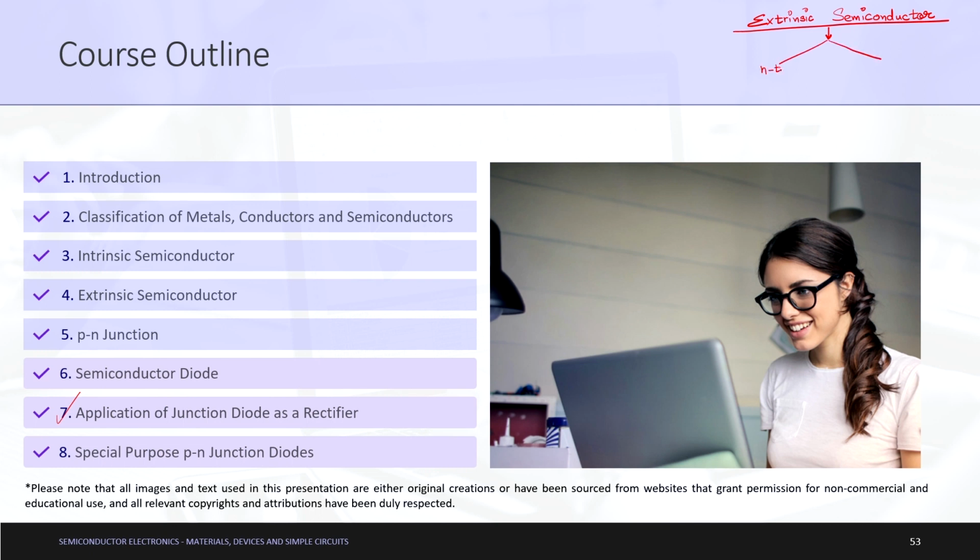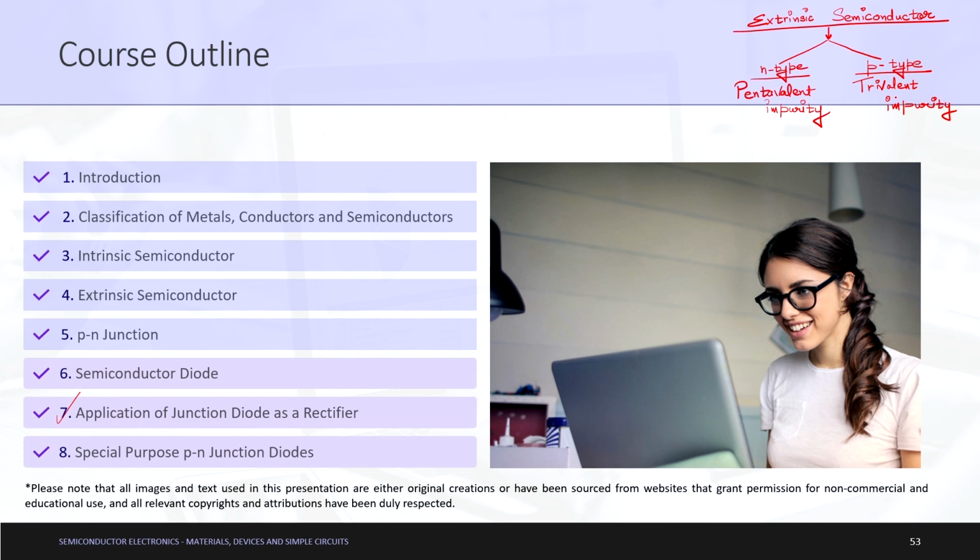One is your N type, another is your P type. What happens in an N type? Pentavalent impurity is being added. What happens in a P type? Trivalent impurity is being added. So, a pentavalent impurity is added here and a trivalent impurity has been added here.